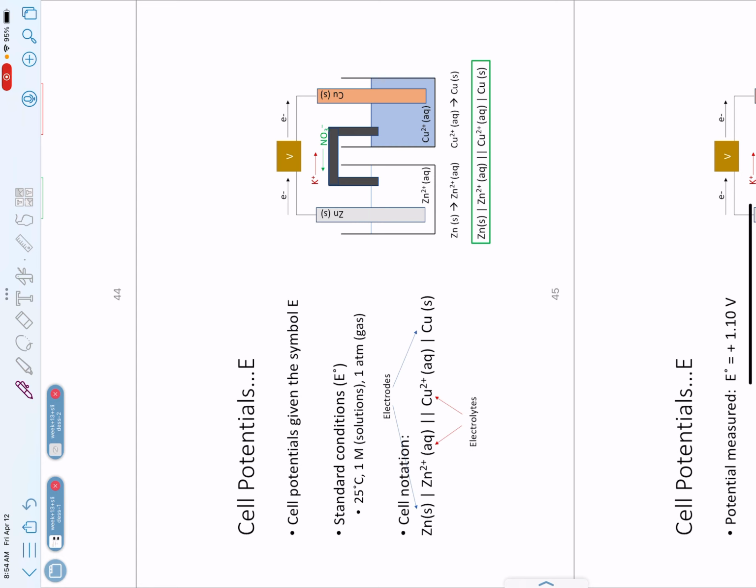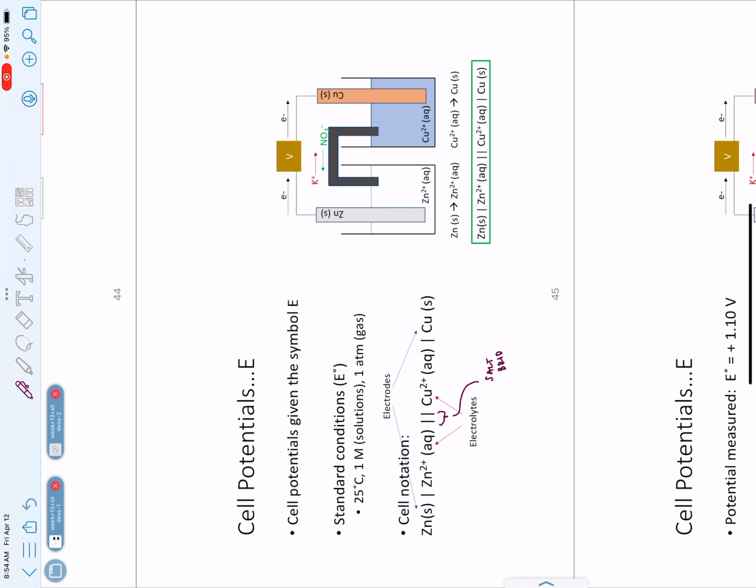I have a solid zinc electrode. I have a vertical bar here that tells me I have a phase change from solid to aqueous. And as I read my way across, I have to go through the salt bridge, that's what this guy represents, to get to copper 2+ in the aqueous form, and finally a copper electrode. So if I start here and work my way across, that's all that that notation represents.